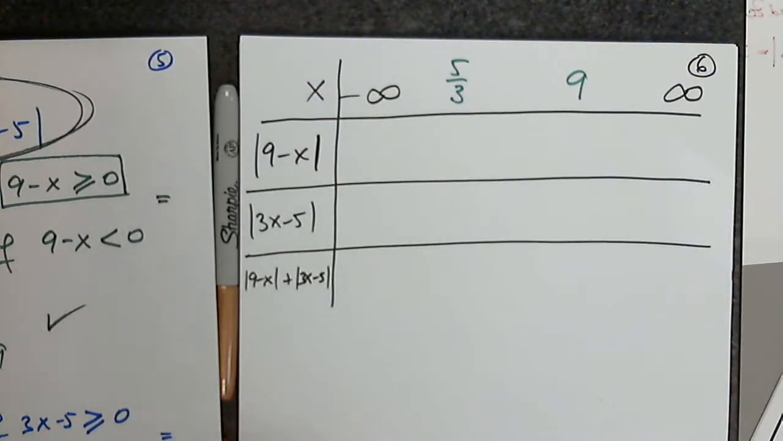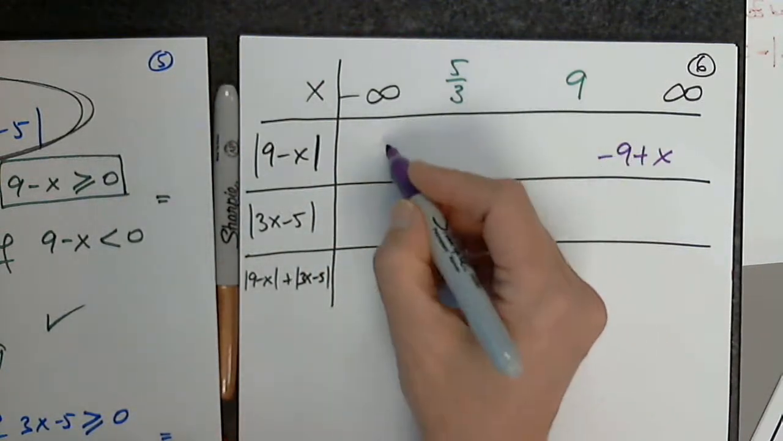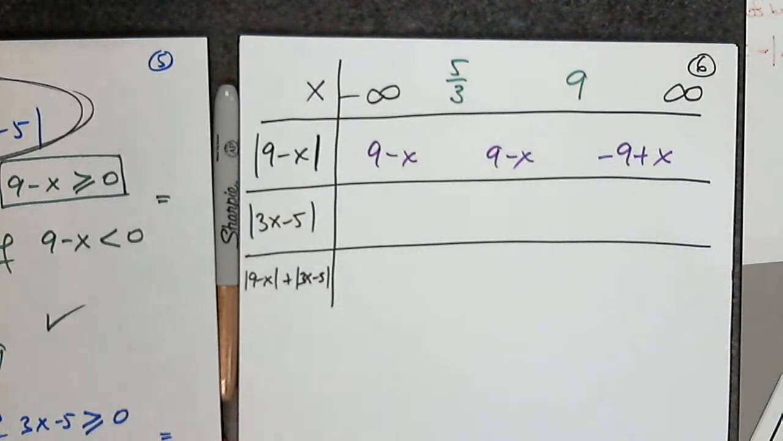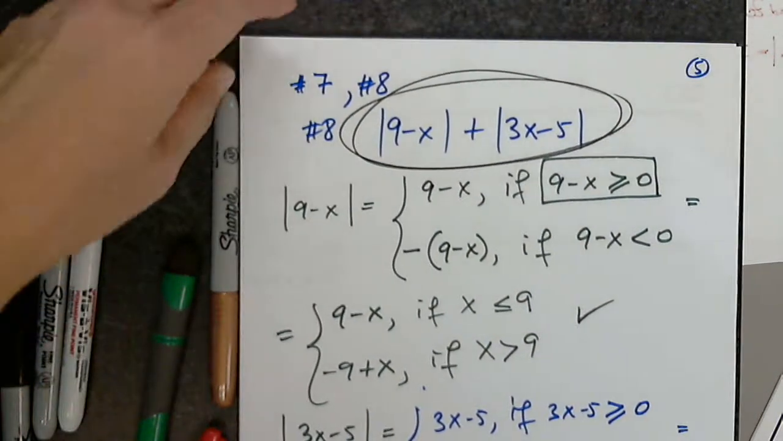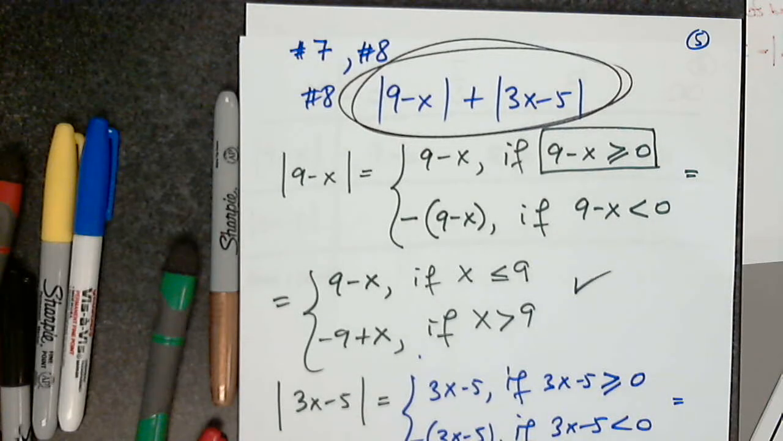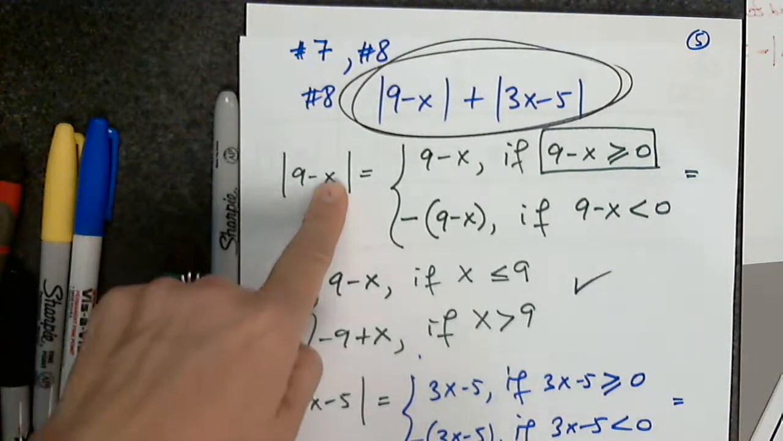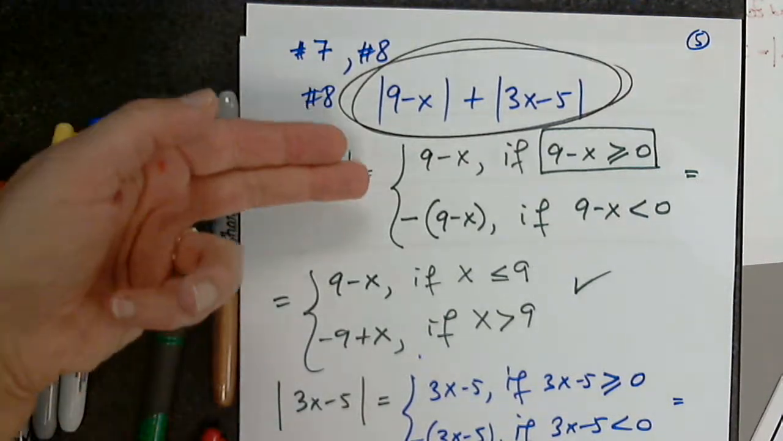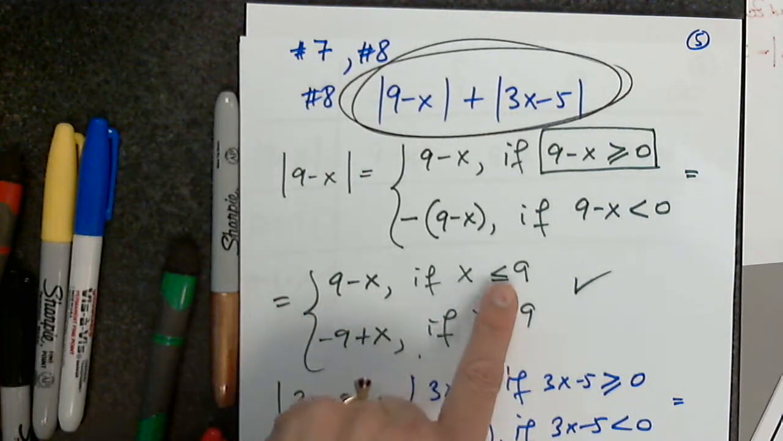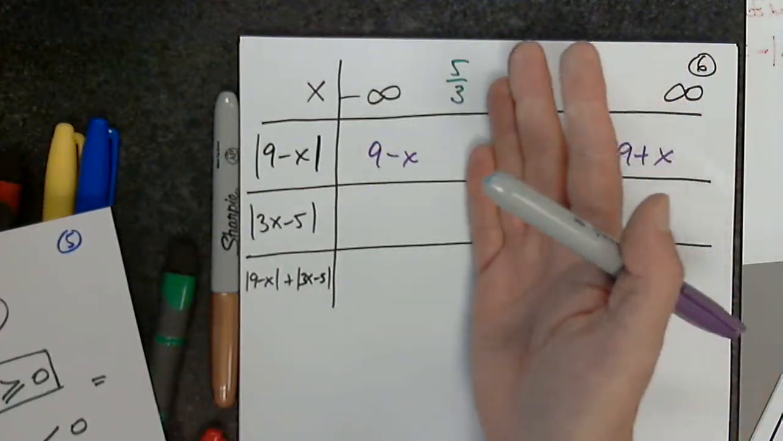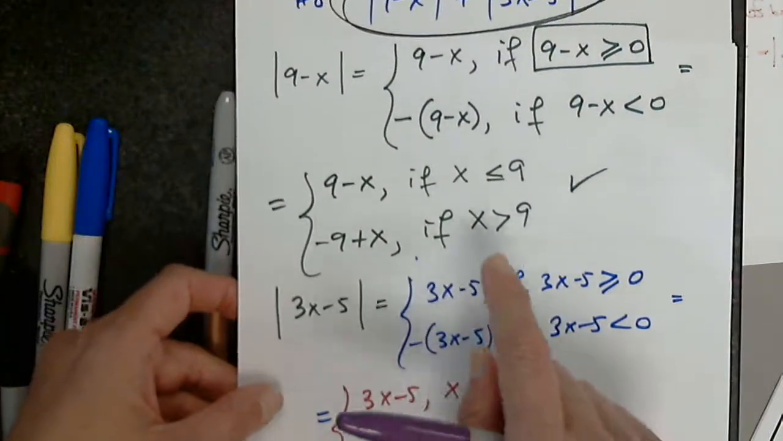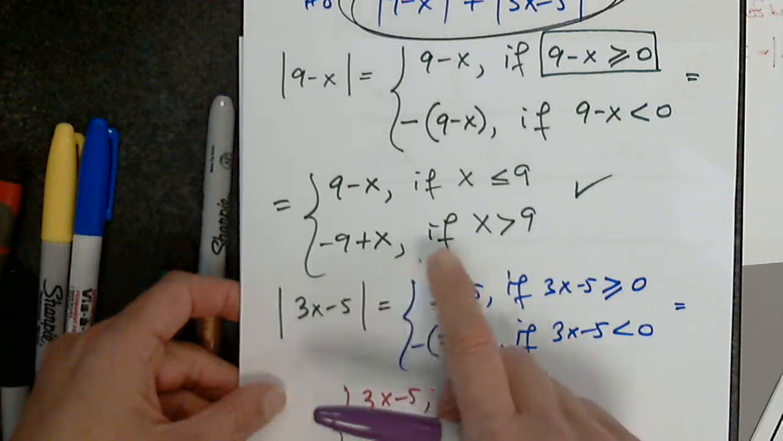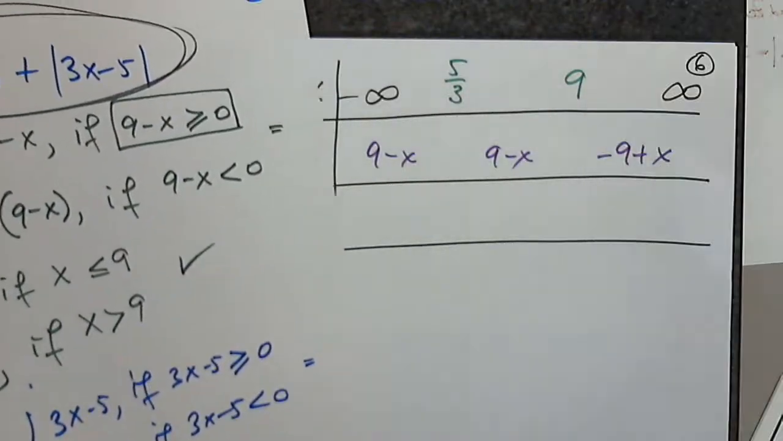X greater than 9, negative 9 plus x. X less than 9, 9 minus x. One more time. This is very important. If we understand it now, we're not going to have any problems with this. This information, the simplification of the absolute value of 9 minus x, really tells me that I can replace it by 9 minus x for x values less than or equal to 9. It also tells me that I can replace it by negative 9 plus x for x values greater than 9.